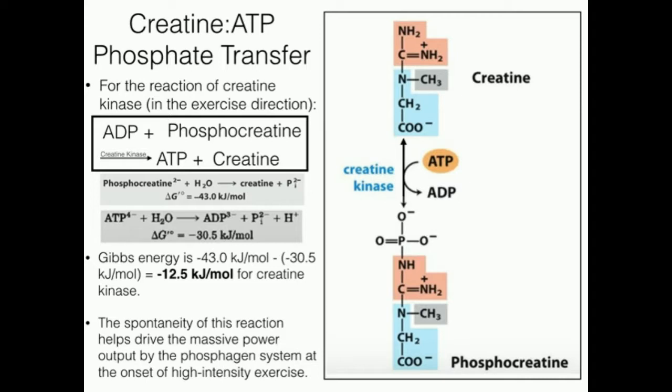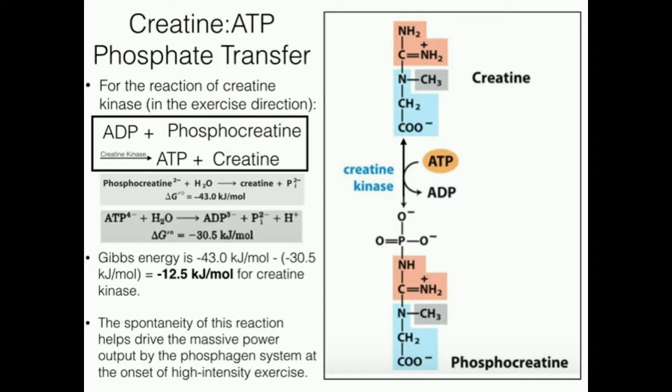So it's in our best interest in multiple ways to store that phosphate on creatine. Well, notice here the hydrolysis of phosphocreatine. If we just hydrolyze it, it actually is negative 43 kilojoules per mole. That's actually about 12.5 more kilojoules per mole released than from ATP hydrolysis.